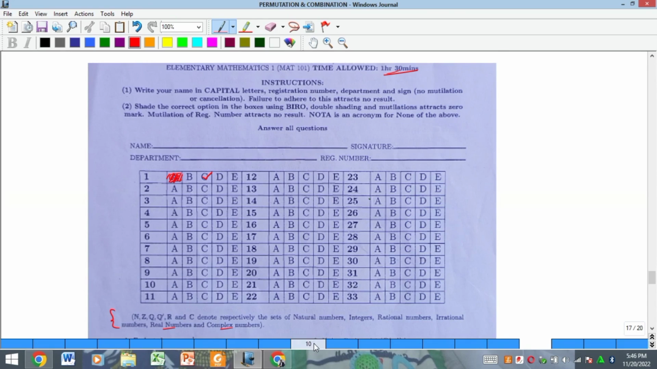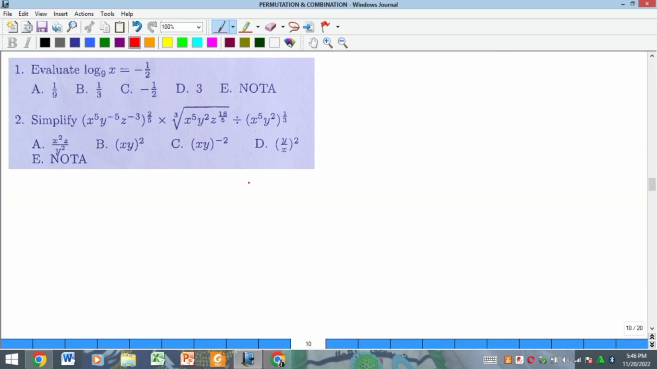So we begin with the beginning part of the exam, which is number 1. Number 1 here is from logarithm, and it says that we should evaluate log x base 9 equal to minus half. So what do we do? We'll simply solve this following the definition of logarithm. That definition says that if I raise the base of a logarithm to the value of the logarithm, it is equal to the number. This is the number, this is the base, and this is the value.